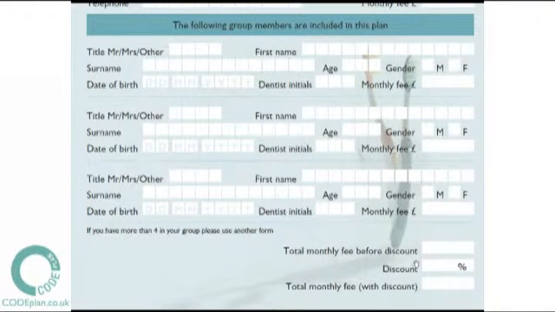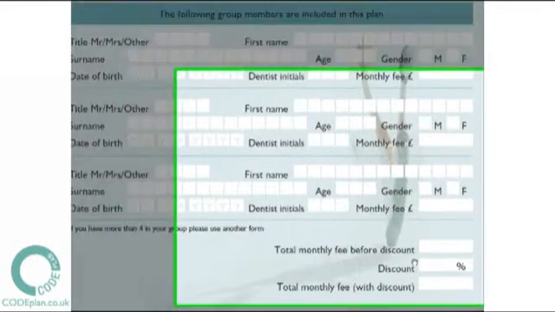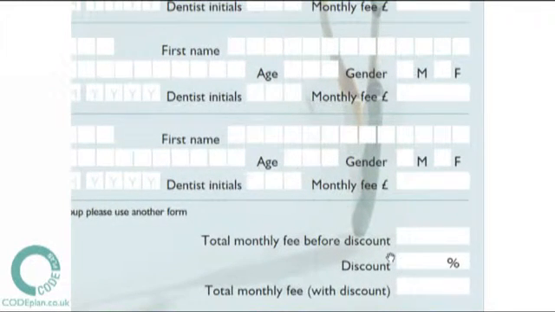And in the next section of the page, you can see where you put the group members of the plan and just their name, date of birth, and the initials of the dentist who they're seeing. Here also, you'll put their monthly fee. At the bottom of this page, you can see that we put the total monthly fee, and then if there's a family discount, we apply that family discount. Then we can total it all up. Now let's look at the other side of this form.